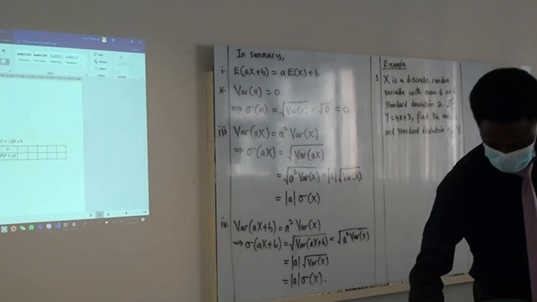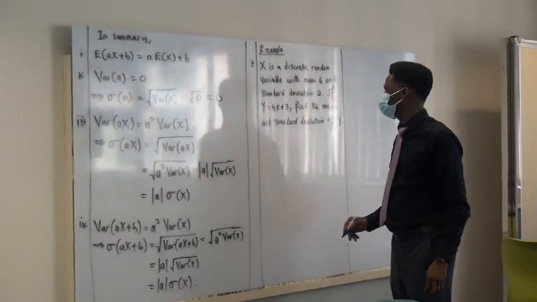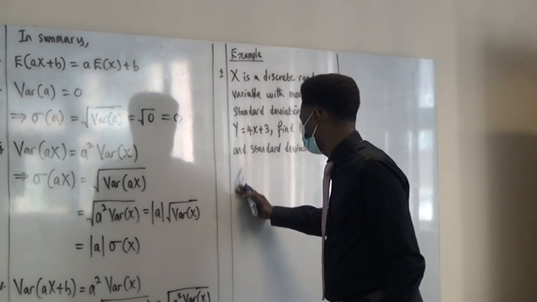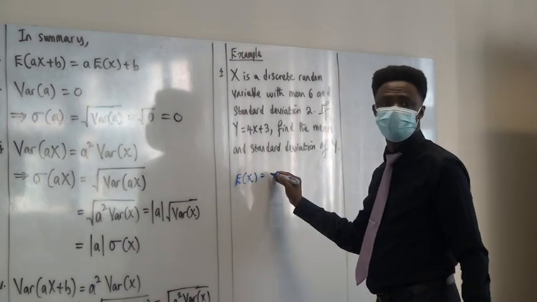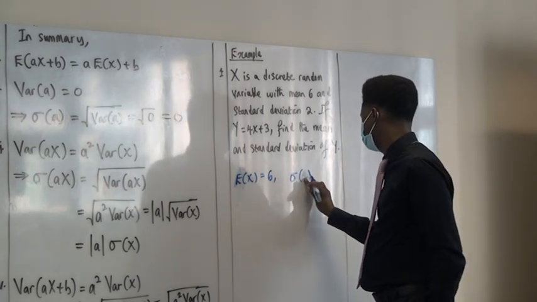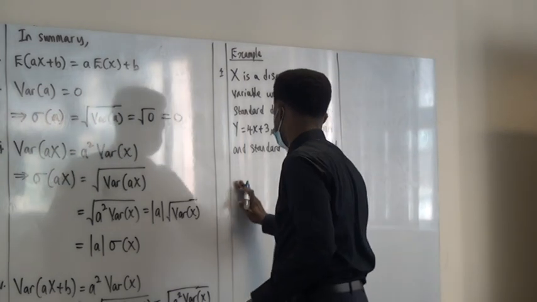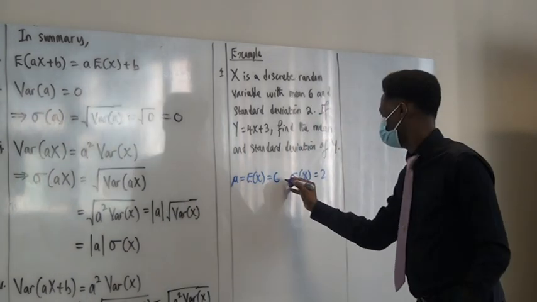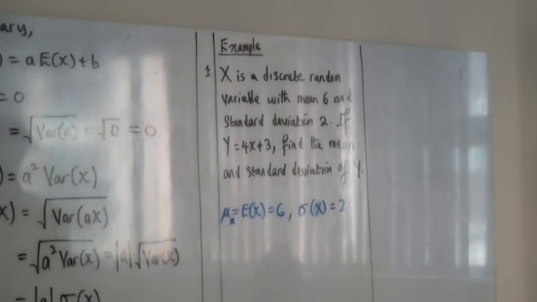Okay. Please, attention. The property is enough. X is a discrete random variable with mean 6 and standard deviation 2. In summary, expectation of X is what? 6. Say that again. 6. Come on. And standard deviation of X? 2. That's in summary what you have. Expectation is the mean. Maybe we write mean first. The expectation of X is 6, something like that. For X, so I can put a subscript. So we know this is the mean for X.